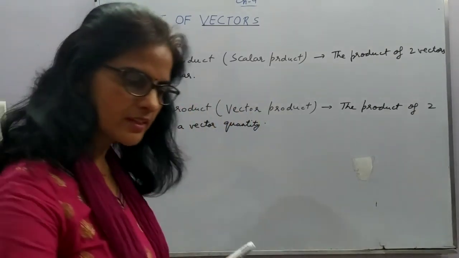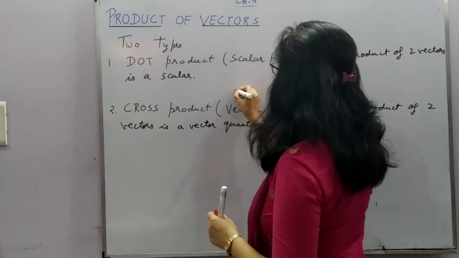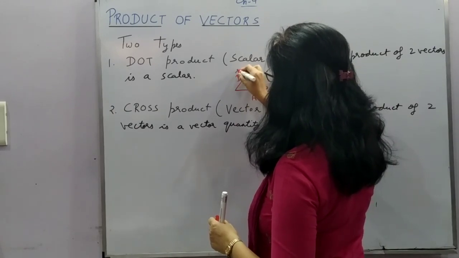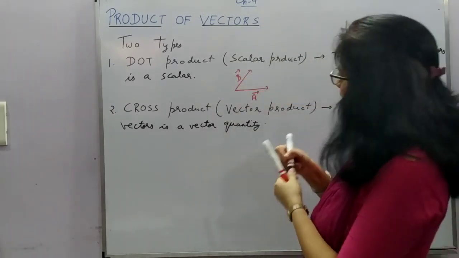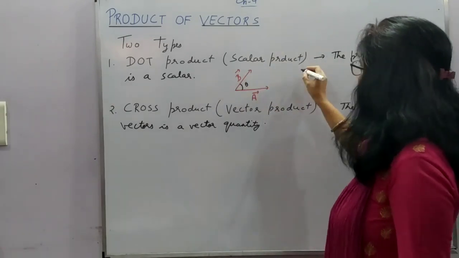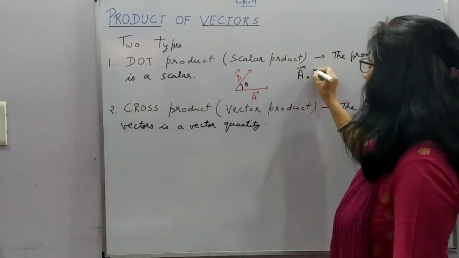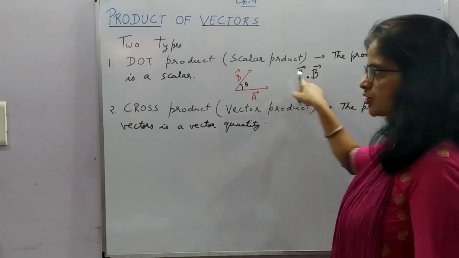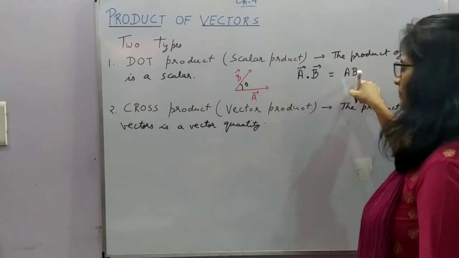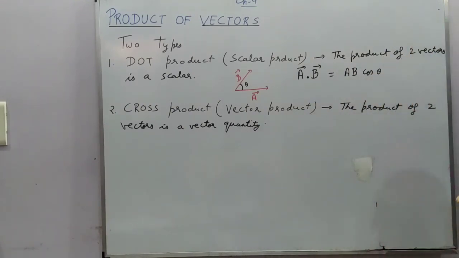Now how to represent these? If I have a vector A and vector B, right? And the angle between the two is theta, then the scalar product is represented by first vector dot other vector. That's why this is also called dot product. And the formula is A magnitude multiplied by B magnitude into cos of the angle between the two vectors.